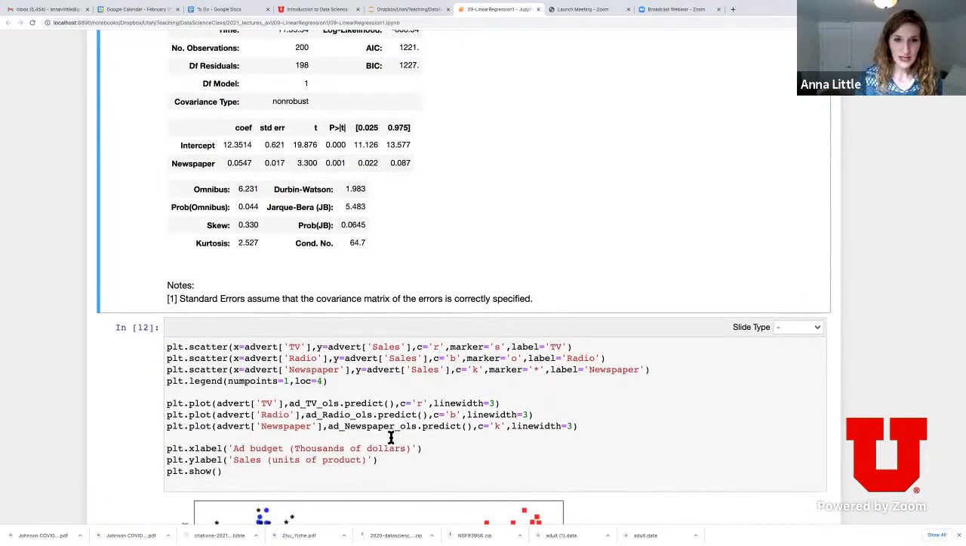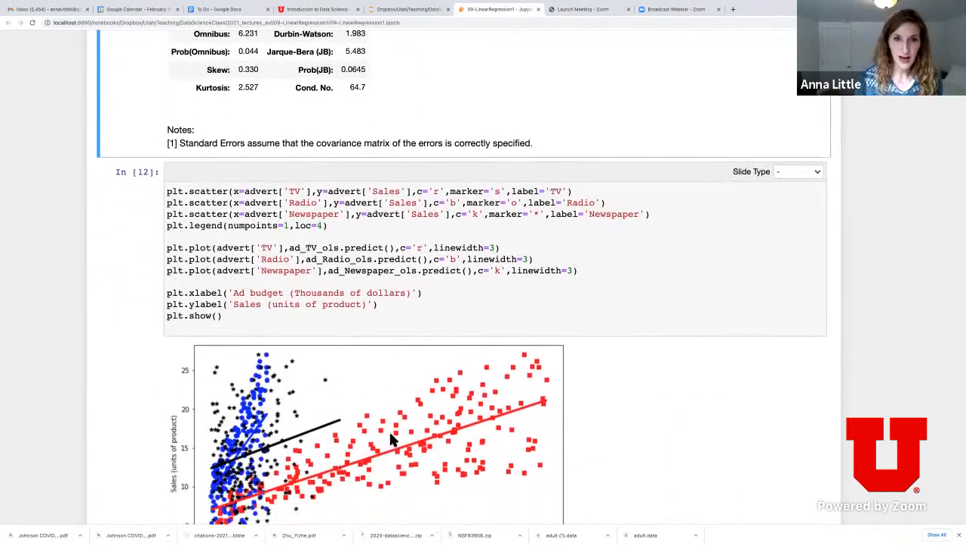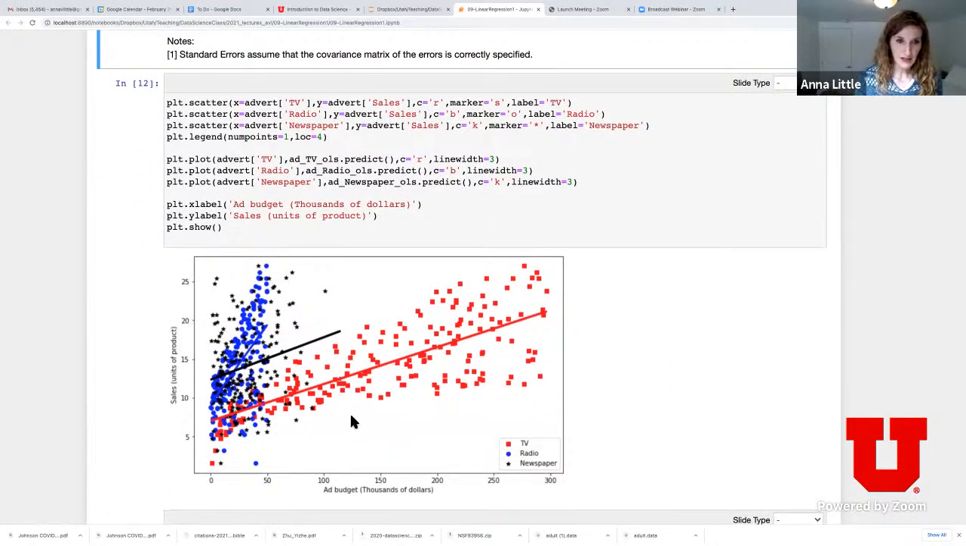Okay, and then we can take a look. Once again, we can plot the 3 scatter plots like we had before. And now we can add on top the predictions as computed by the ordinary least squares regression, which are stored in this OLS.predict.